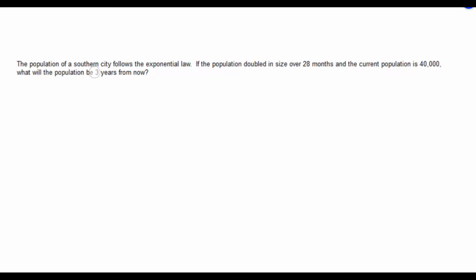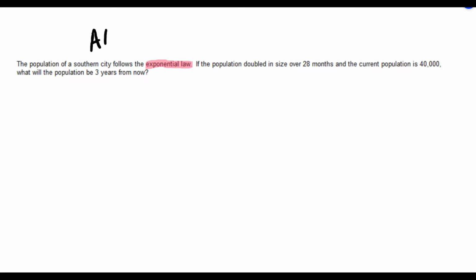The population of a southern city follows the exponential law. If the population doubled in size over 28 months, and the current population is 40,000, what will the population be 3 years from now? So the exponential law that we're referring to is our exponential growth and decay model.